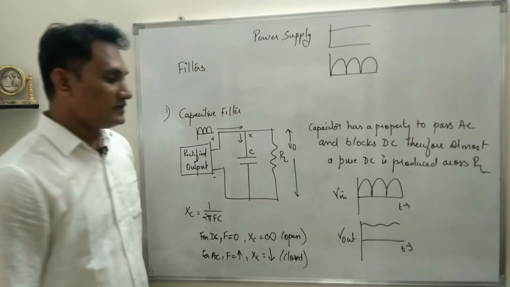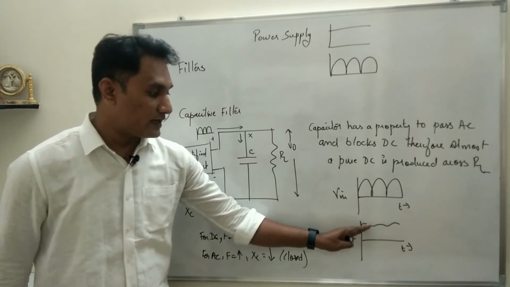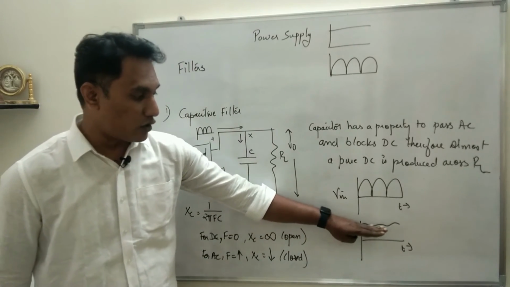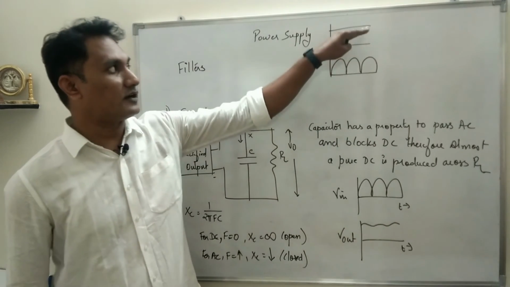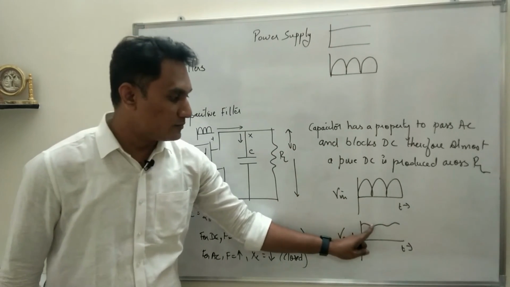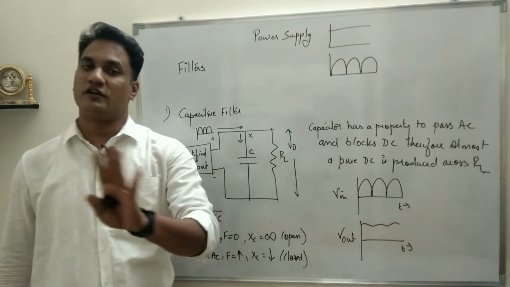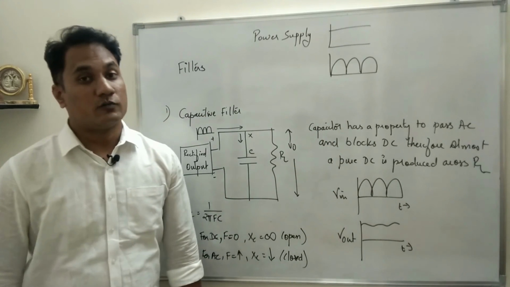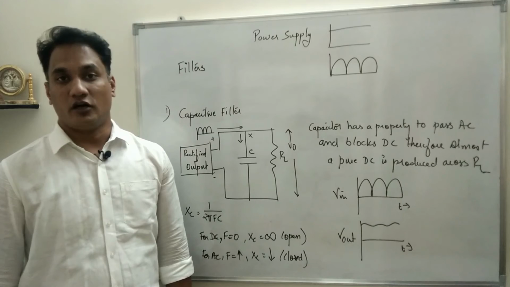So what we have done is, most of the AC component has been removed, and what you can see is the line has almost become straight. Of course not exactly straight, but almost straight. So most of the AC component will be removed, and the output will be almost a pure DC.